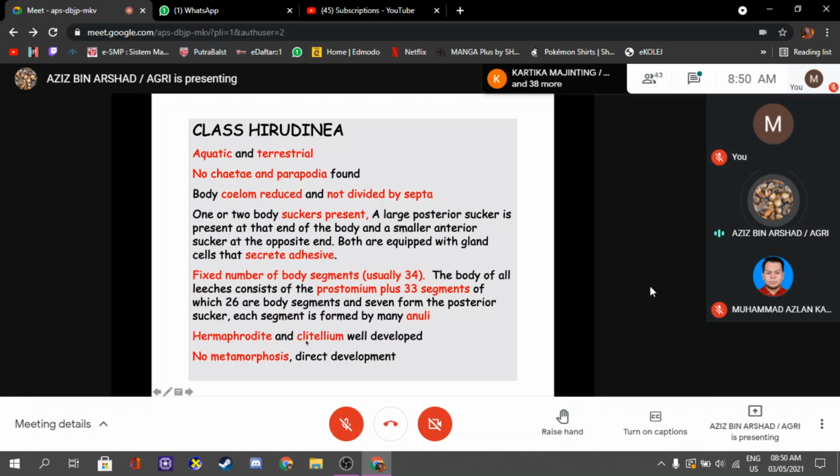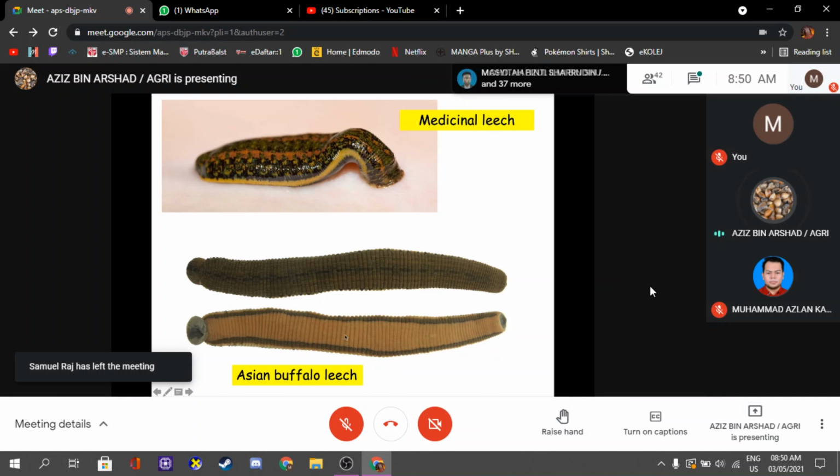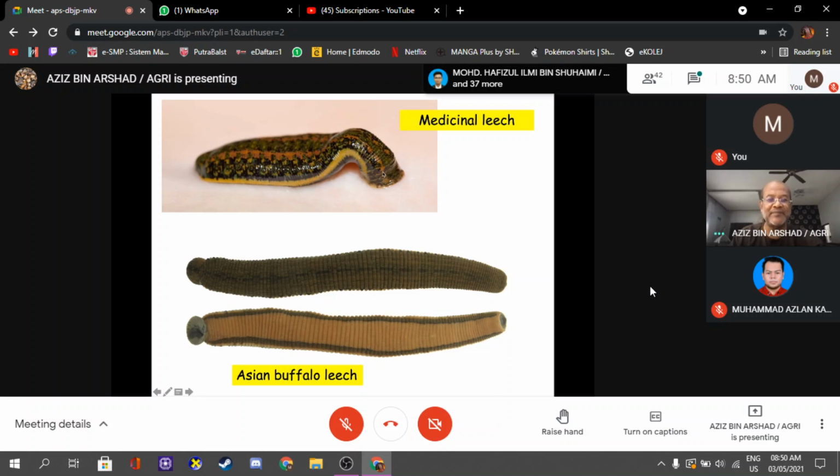All Hirudinea are hermaphrodite, and the clitellum is also well developed, same as earthworm. No metamorphosis, so no larval stages, it is direct development. So these are examples of the leeches that you perhaps have seen on Google.